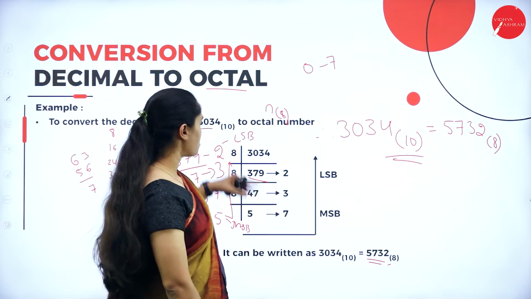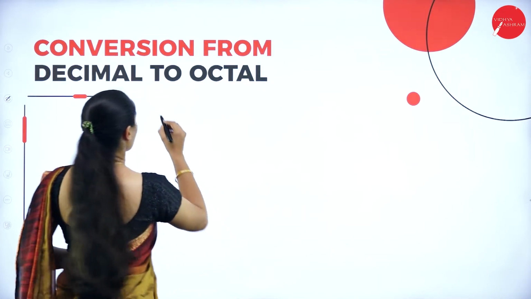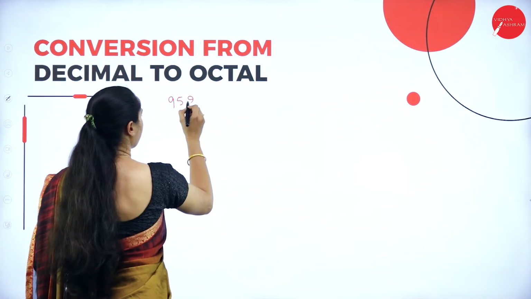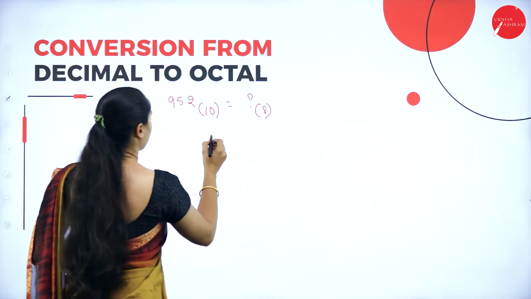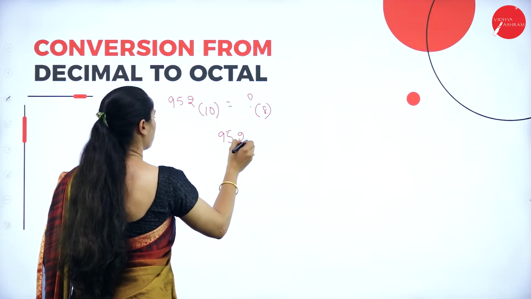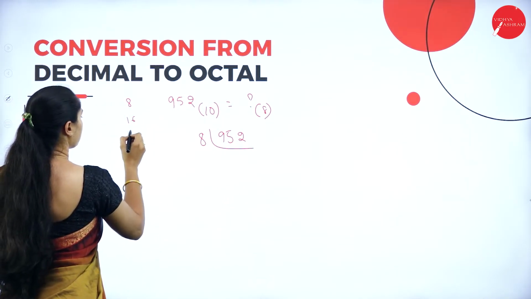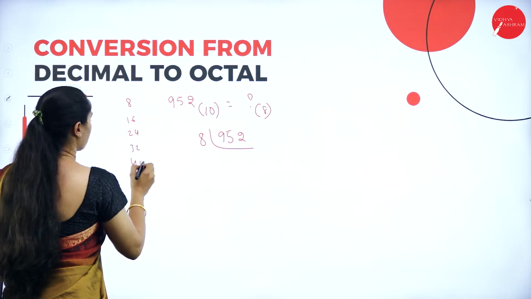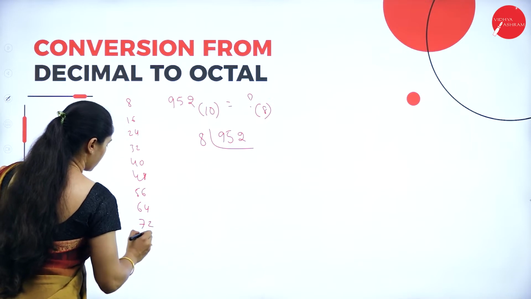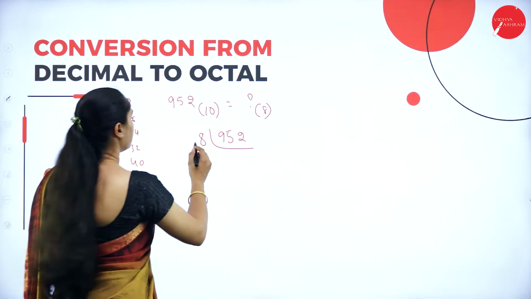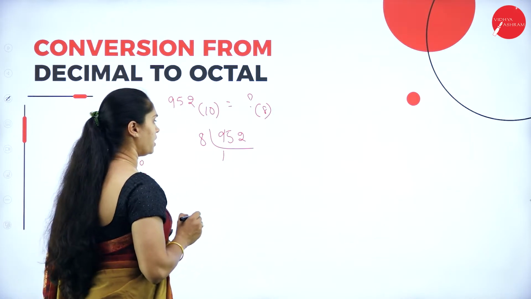Okay, fine. So now we are going to divide it by 8. Let me take one more example here. So here I have a decimal number 952, which needs to be converted into octal number. We have to start divide this 952 by 8. So before that, let me write the table 8. Okay, fine. Next. So here I will take 8 ones are 8. The remainder will going to be 1.